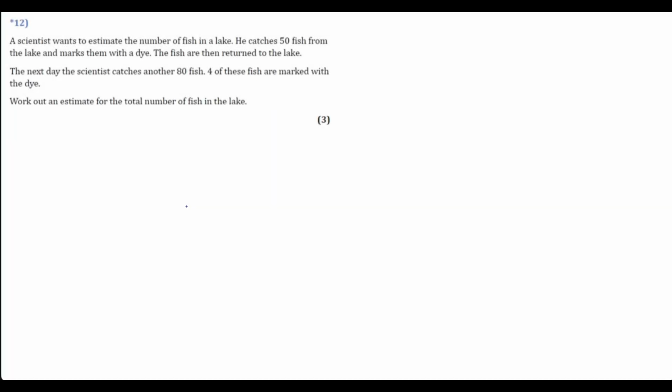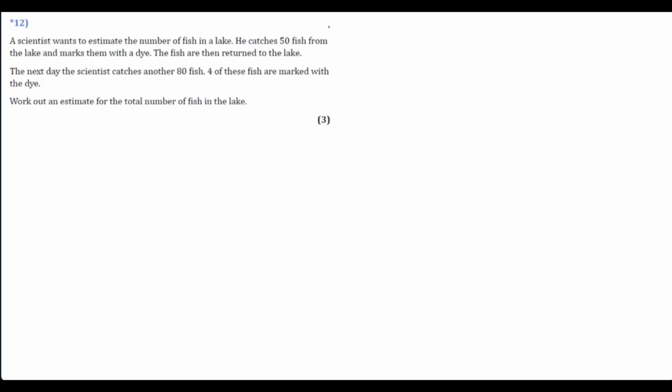Question number 12. A scientist wants to estimate the number of fish in a lake. He catches 50 fish from the lake and marks them with a dye. The fish are then returned to the lake. The next day, the scientist catches another 80 fish. 4 of these fish are marked with a dye. Work out an estimate for the total number of fish in a lake.